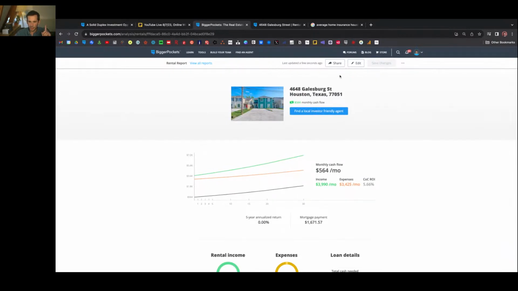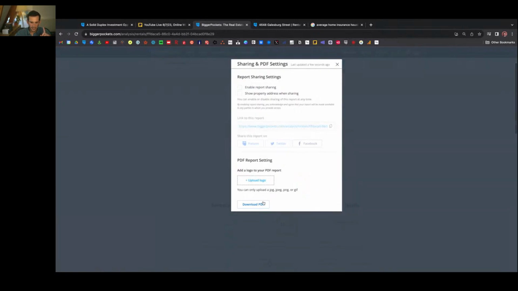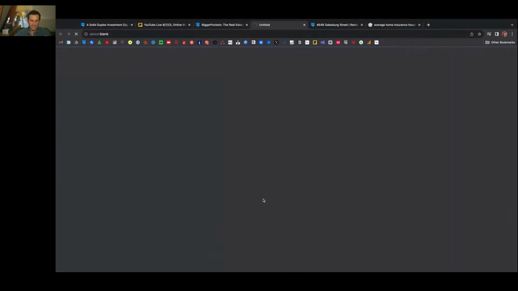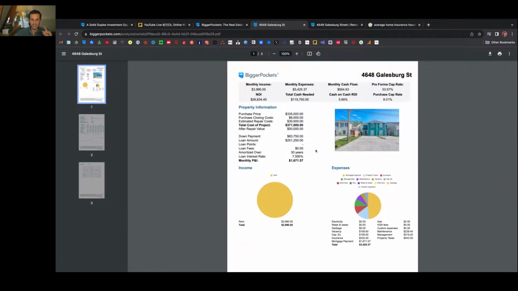And one thing I want to show you is if you hit this share button, you can download a PDF. And this is helpful for a few reasons. Like if you're a new investor and you want to get input on your analysis, it's really helpful. If you want to talk to your significant other, your spouse, a family member, or potential partners, it's great. But I think one of the other things you can use this for is going to the seller, right?